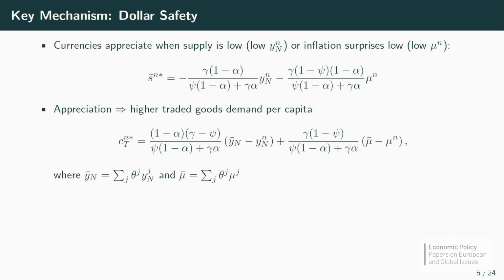In the states of the world when you have this appreciation of your currency, you're also going to consume more traded goods, right? You want to consume, so where do you get these extra goods from? You're going to import them from the rest of the world. And so you can see here with your consumption of traded goods, if your production of non-traded goods is below average, or if your inflation is below average, you're going to import more goods. For notation purposes, this YM bar is the average shock that's hitting the world.